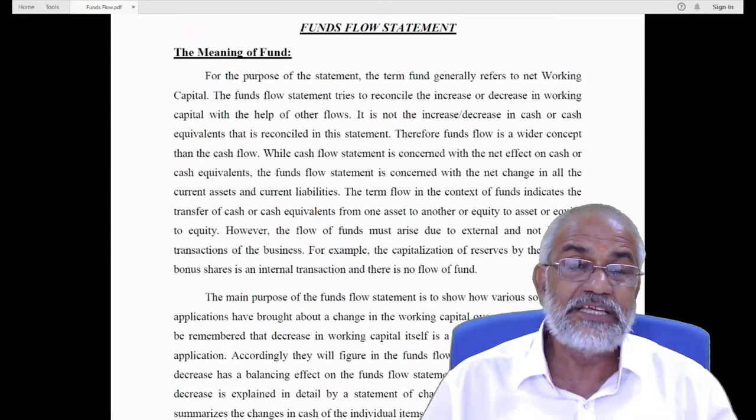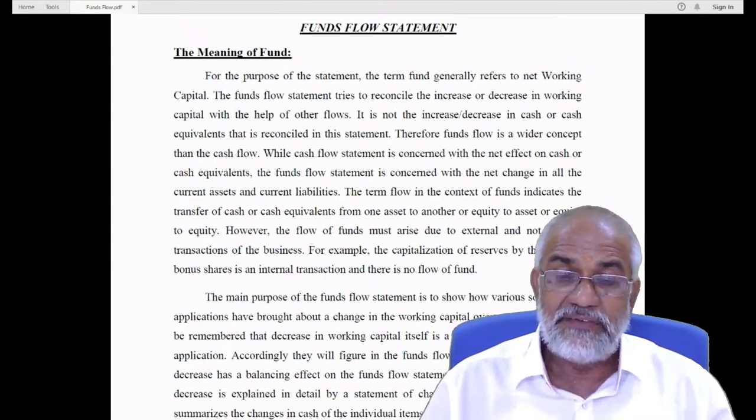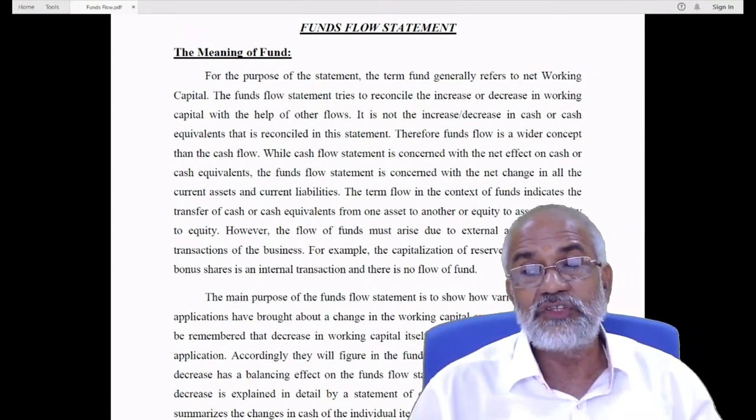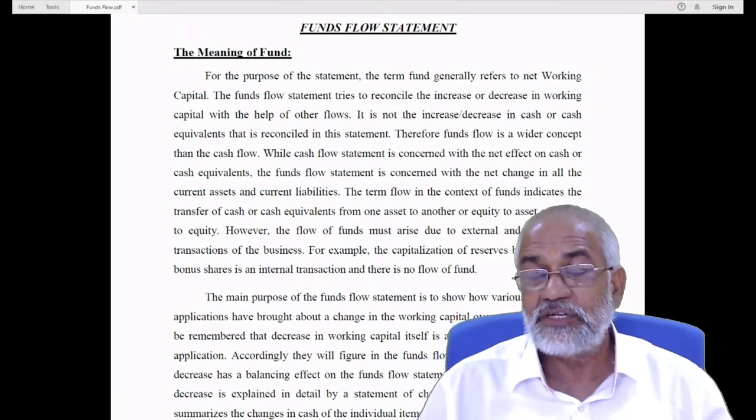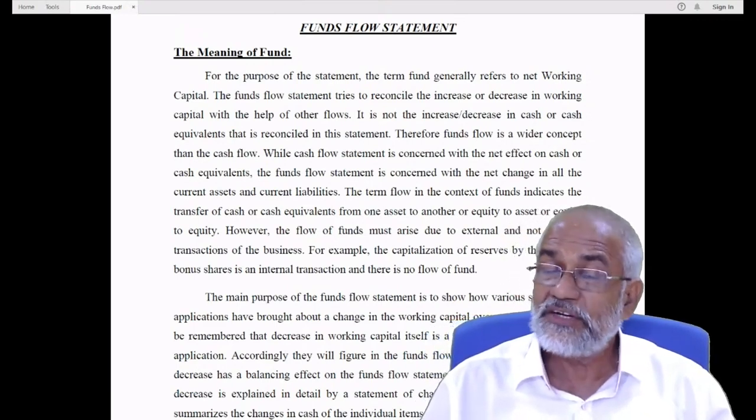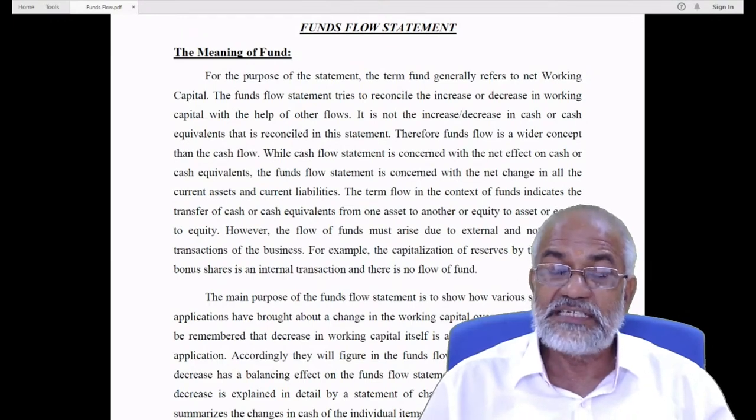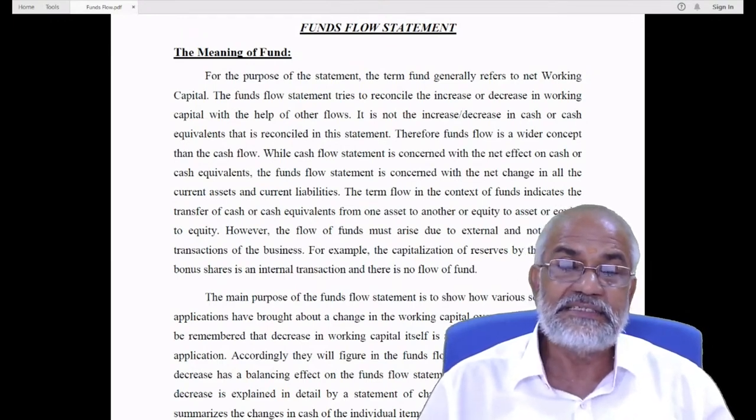Similarly, for liabilities, there are current liabilities, and if it is not a current liability, all other liabilities are to be regarded as non-current liabilities. What is a current asset? Current assets have three characteristics.